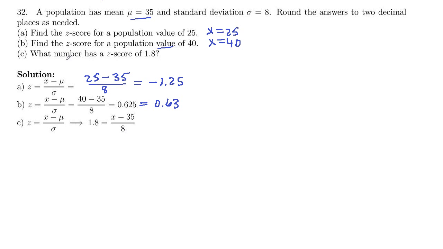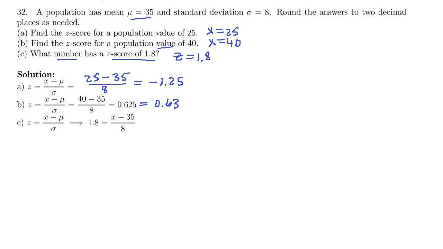And then what number, that's an x value, has a z-score of 1.8? So z is equal to 1.8. We want to find x. So here's our z-score formula. Z, right here, 1.8. X, we don't know, so we leave it. Our mean, 35. And then our standard deviation, 8. So we want to solve this equation for x.